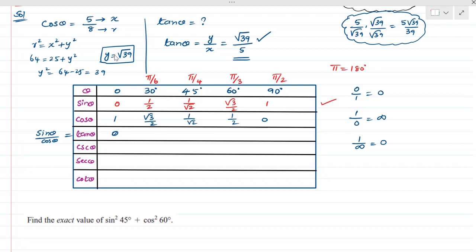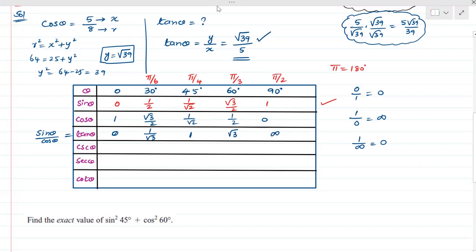Now the 2 with the 2 cancel, it is 1 over root 3. Then 1 over root 2 divided by 1 over root 2 becomes 1. The 2s get cancelled and you will have root 3. I am just dividing these two parts. Now 1 over 0 is undefined.